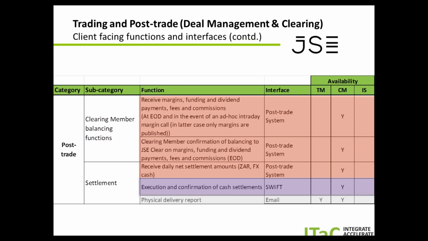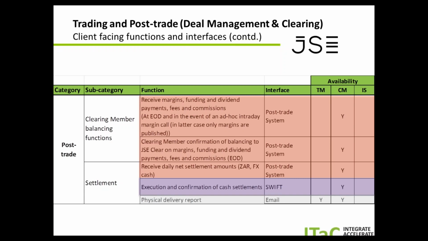Then lastly, the daily net settlement amounts for ZAR and FX cash are posted via the IMAPI interface, obviously to clearing members. I do believe the balances also reflect at the member level on the IMAPI interface.